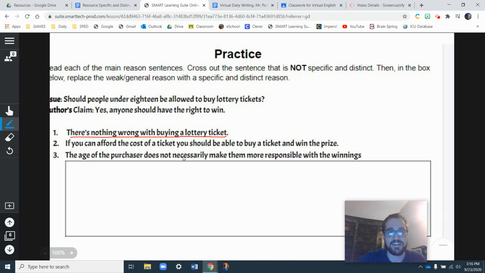Number three, the age of the purchaser does not necessarily make them more responsible with the winnings. This is essentially saying, just because you're young doesn't mean you're not responsible, which is a fair reason. And it's very specific and distinct. It stands out and it's very different.